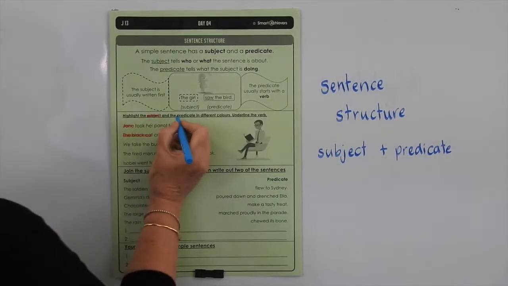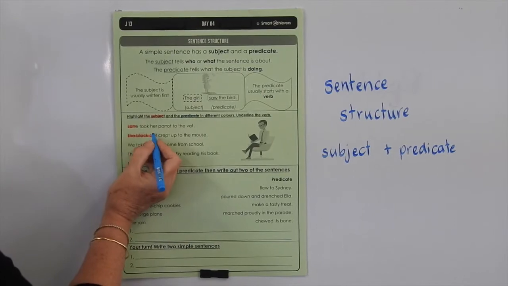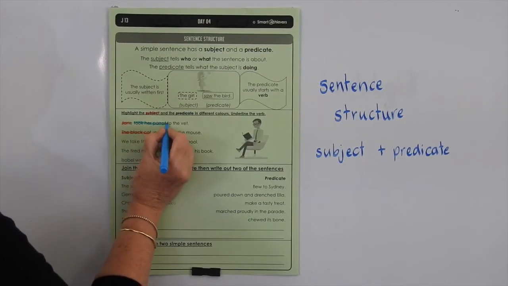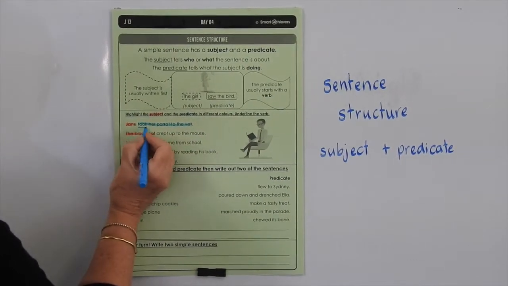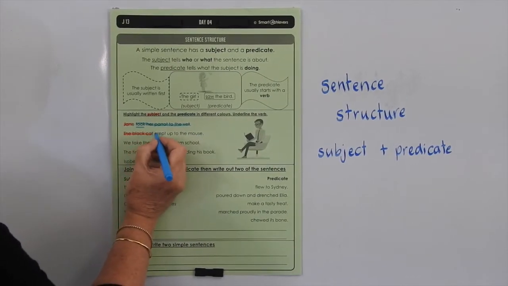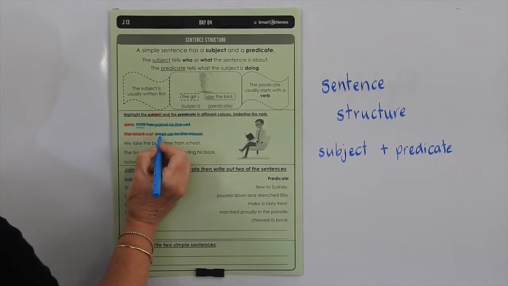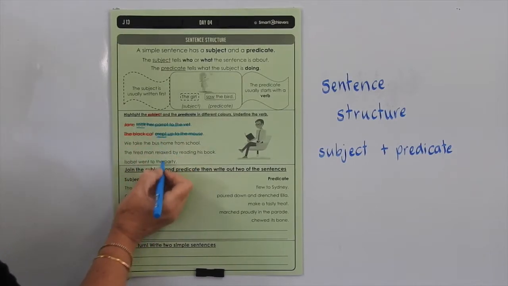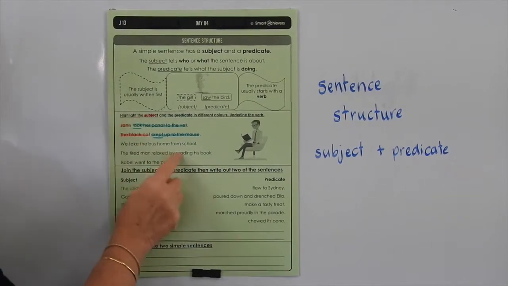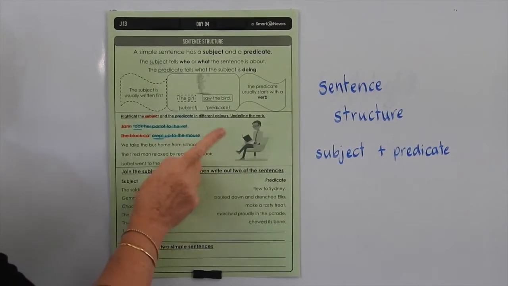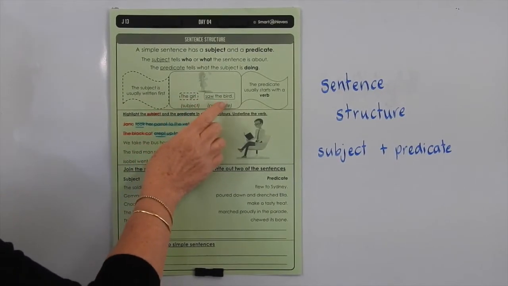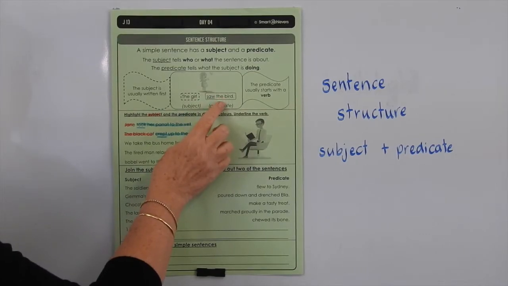The predicate tells us what the subject's doing. So Jane took her parrot to the vet. What's the verb? Took. The black cat crept up to the mouse. What did the black cat do? It crept up to the mouse. What's the verb? Crept is telling us how the cat moved. That's the verb. Okay, you can finish those on your own, but every sentence has to have at least a subject and a predicate, a noun and a verb.